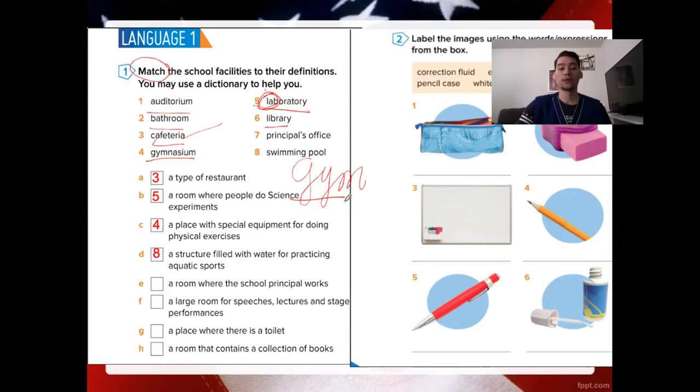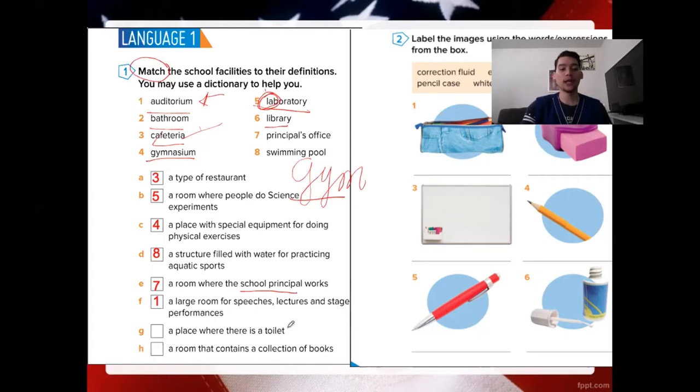swimming pool. Letter E, a room where the school principal works. Okay, a room where the school principal works. It's number 7, a principal's office. Letter F, a large room for speeches, lectures, and stage is an auditorium, number 1.